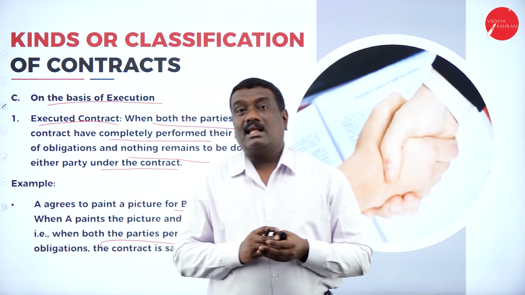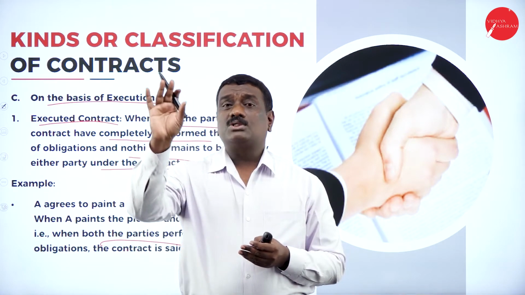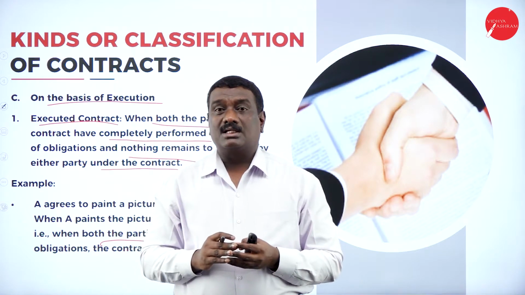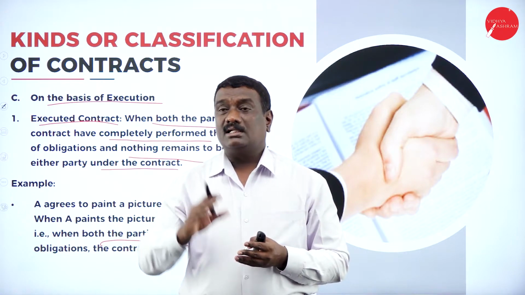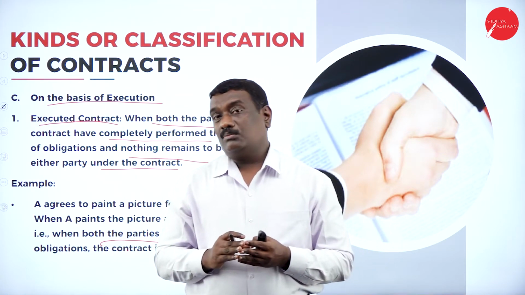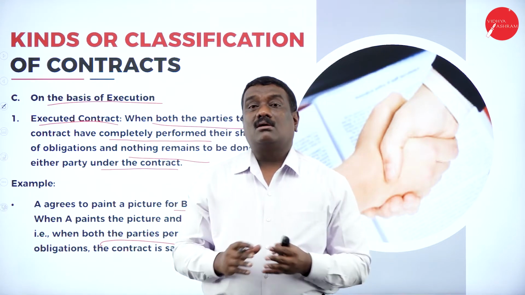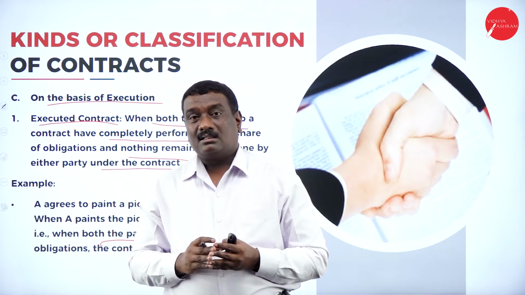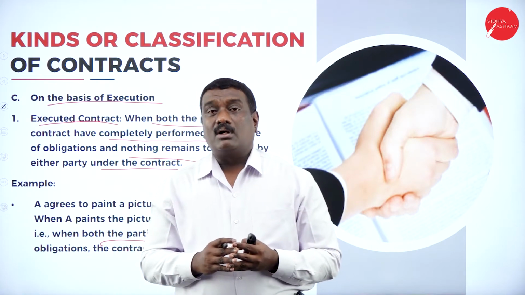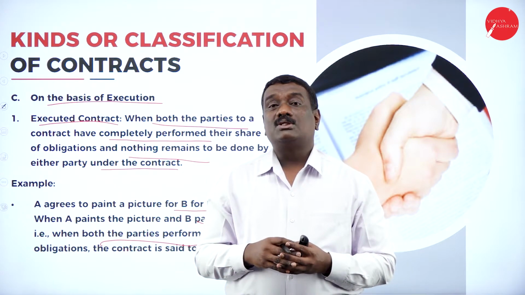So I'll explain the example. Myself, A, I have promised to paint the picture for my friend B. Now after finishing my obligation, after the painting work is completed, B is paying me the amount. So when he pays, automatically that contract comes to an end. That means both of us have done our duties. There are no other obligations or performance to be done.